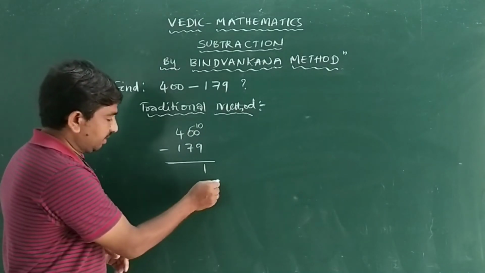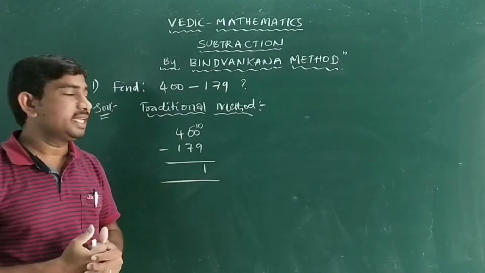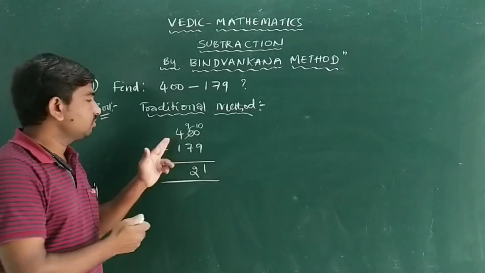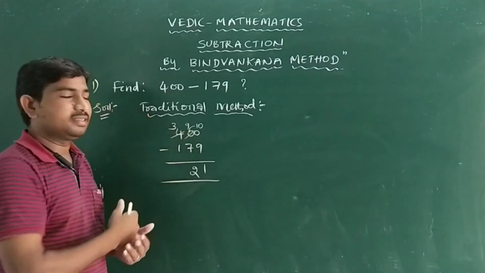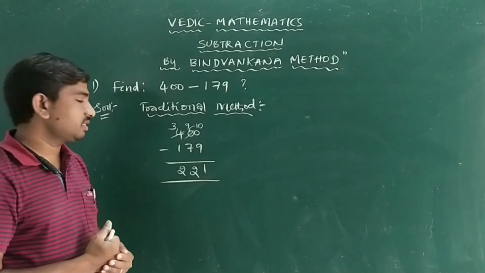This is the traditional method. Regularly we do subtraction by this method only. The remaining number is 9, so 9 minus 7 is 2. Now the 4 becomes 3, and 3 minus 1 is equal to 2. So the final answer is what? 221.